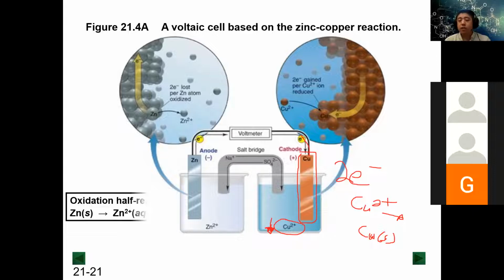What happens when the Cu2+ runs out? Then this reaction stops, because you can't really transfer electrons over if there's nothing joining with that electron, right? So if your solution concentration runs out, then you have no way of making that copper bar.